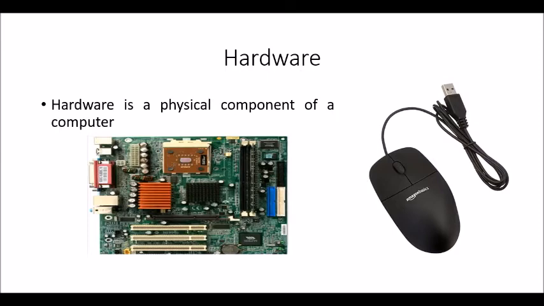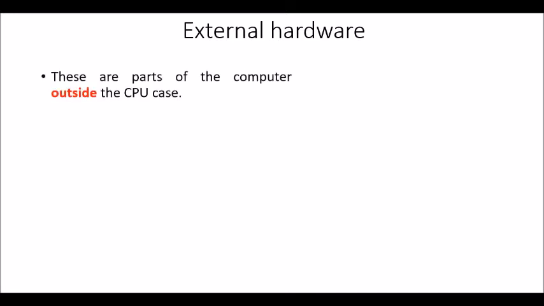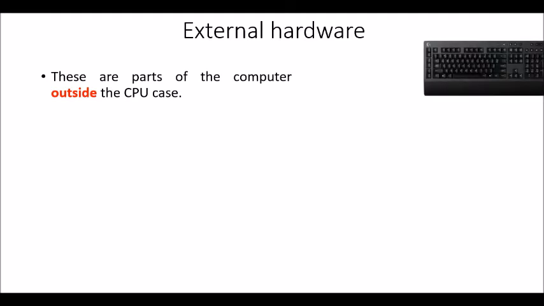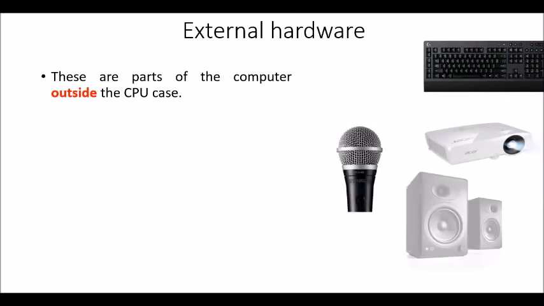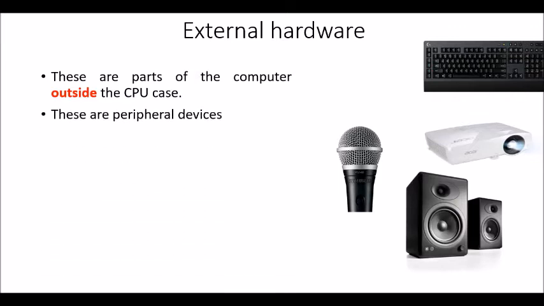A very good example is mouse, motherboard, as well as a sound card, keyboard, and any other part of the computer you can touch. We have two types: external hardware, and internal hardware. When we say external hardware, these are parts of the computer outside the CPU case. A very good example is keyboard, projector, microphone, speaker, and any other peripheral devices. Peripheral devices means the devices we usually use with a computer system.